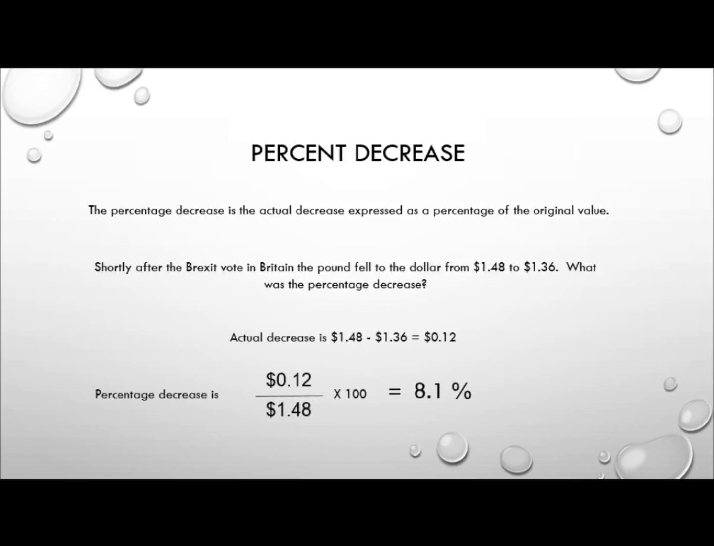Okay, so the pound actually fell by 12 cents. That's $1.48 minus $1.36, which is just 12 cents. So the percentage decrease is 12 cents over $1.48, and then multiply the result by 100, and that gives us 8.1%. So the pound fell about 8% on the dollar.